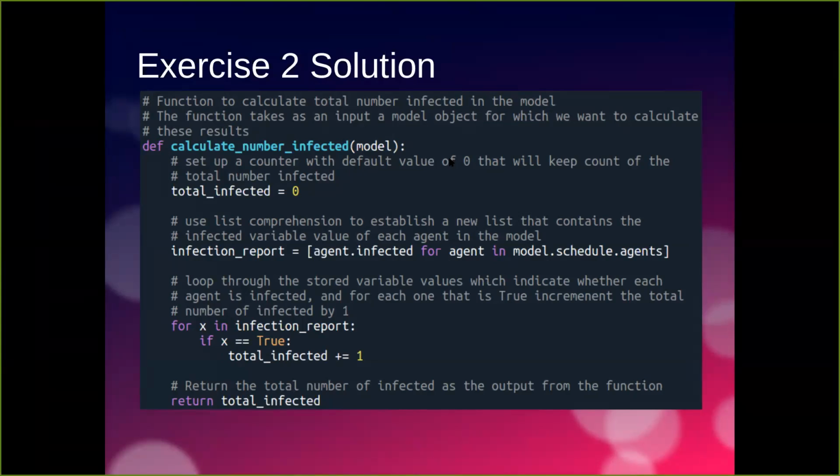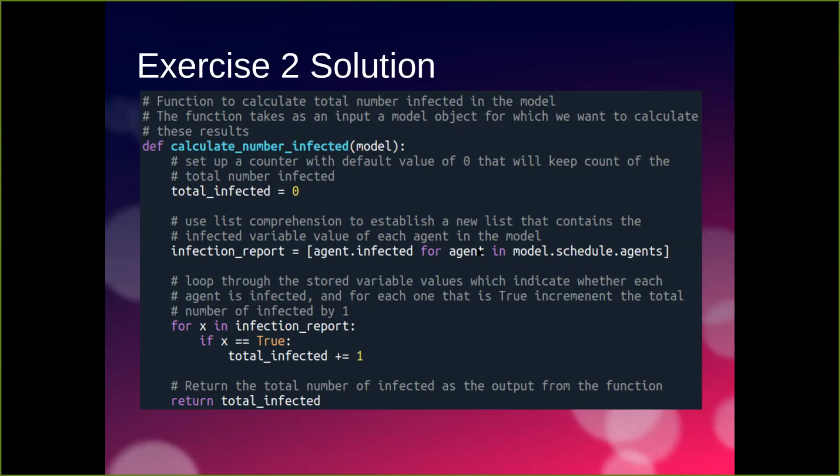So I've defined my calculated number of infected function, passing in the model, and set up a counter starting at 0 called total infected, could be anything you like. And then here, I want to create a list of trues and falses representing whether each agent is infected or not. So I use my list comprehension here. A couple of people picked up on this, and I think it's a good way to think about it: if you think about things in reverse, what am I looking in? I'm looking in model.schedule.agents, because I told you that will return a list of all of the agents in the model. So that's the thing I'm looking in.